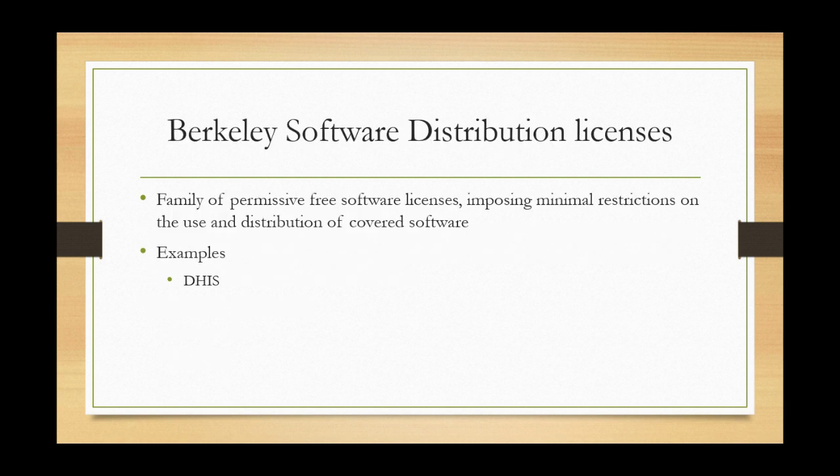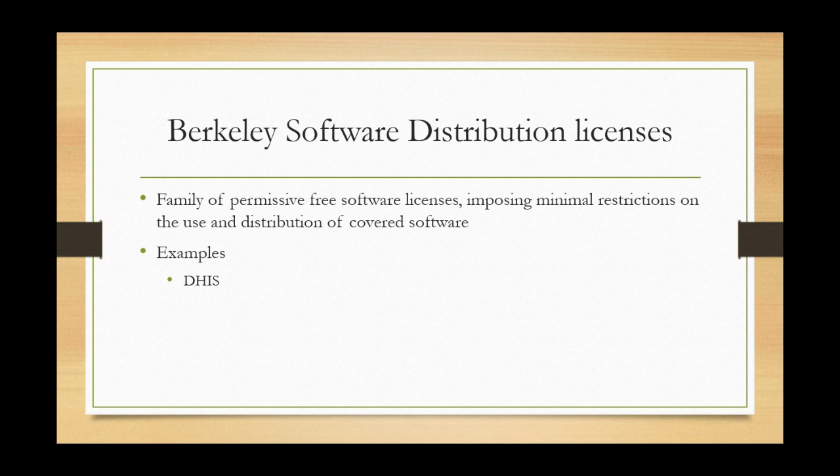The last license that we are discussing is called the Berkeley Software Distribution license. We call it BSD license. These are a family of permissive free software licenses, and they impose minimal restrictions on the use and the distribution of covered software. It is in contrast with the copyleft license, which has share-alike requirements.